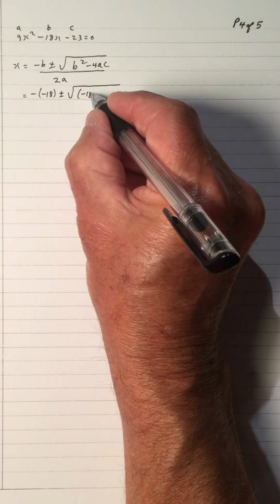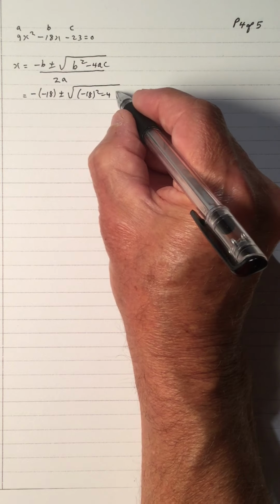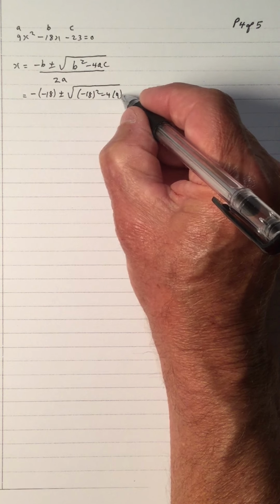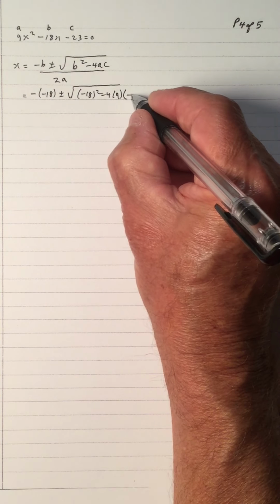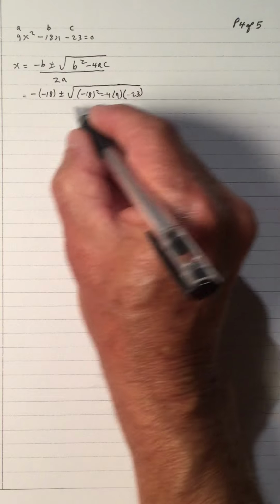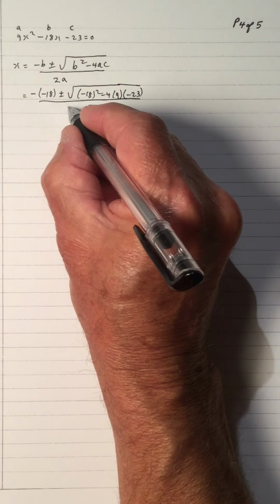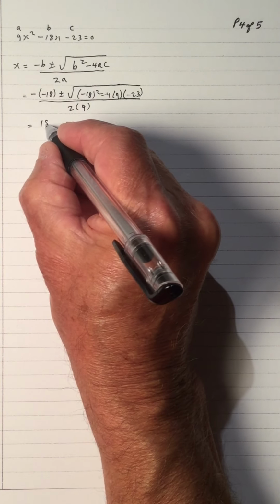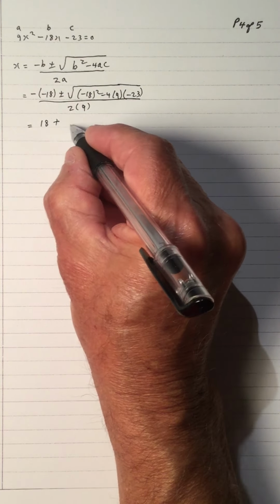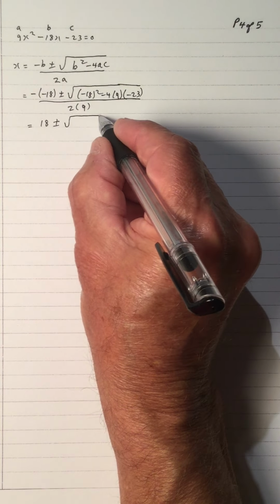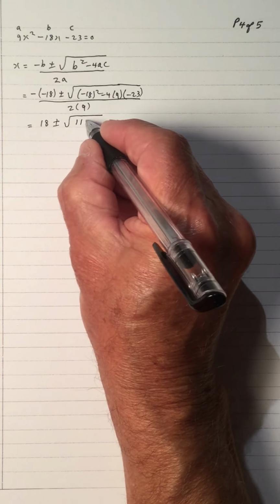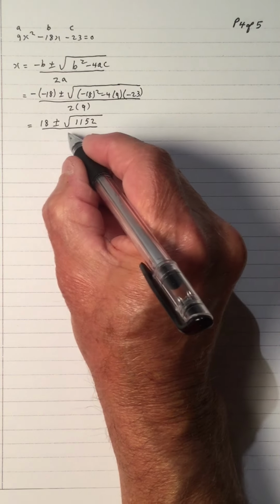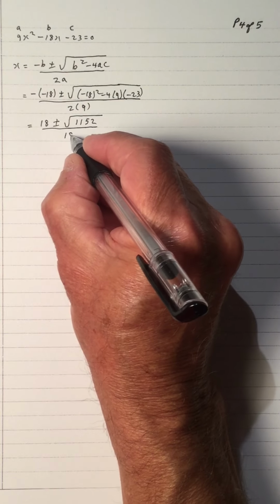B is negative 18, minus 4 times a, which is 9, times c, which is a negative 23, all over 2a, and a is 9. And that gives me 18, the negative of a negative, a double negative, is positive. And when you use your calculator and work this out, this works out to be 1152. Plug that in your calculator, work it out, and it's all over 2 9s, which is 18.